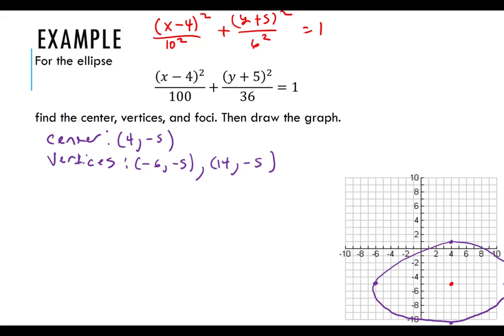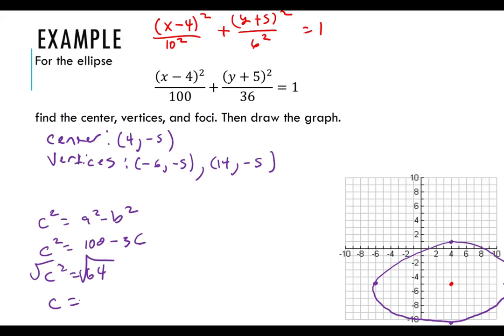But now we need to find the foci. And to find the foci, c squared is equal to a squared minus b squared. And so c squared is equal to 100 minus 36. c squared is equal to 64, which means that c is equal to 8. And so then I go from the center a distance of 8 to the right and 8 to the left to find my foci. And so my foci are going to be 4 minus 8 is negative 4, negative 5. And then 4 plus 8 is 12, negative 5.